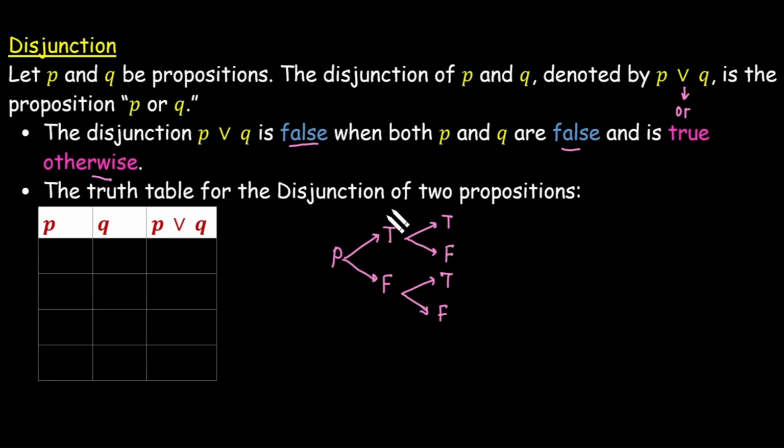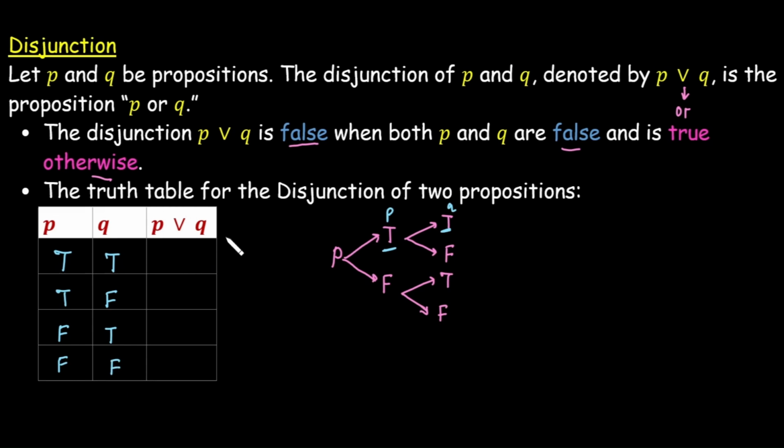Now from here we can write four possible cases for the truth table. How to write this? When P is true and Q is true, that is the first case. Second case is when P is true and Q is false. Third case is when P is false, Q is true. And the last case is when P is false, Q is false.